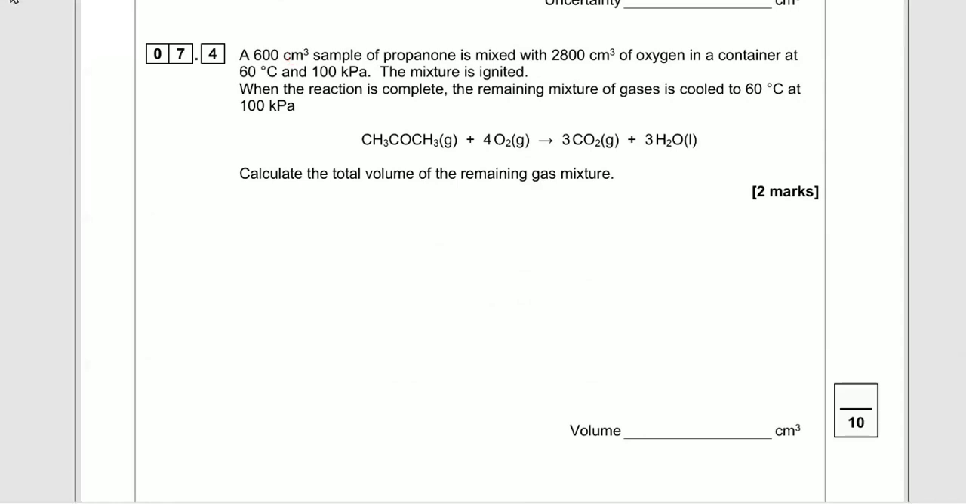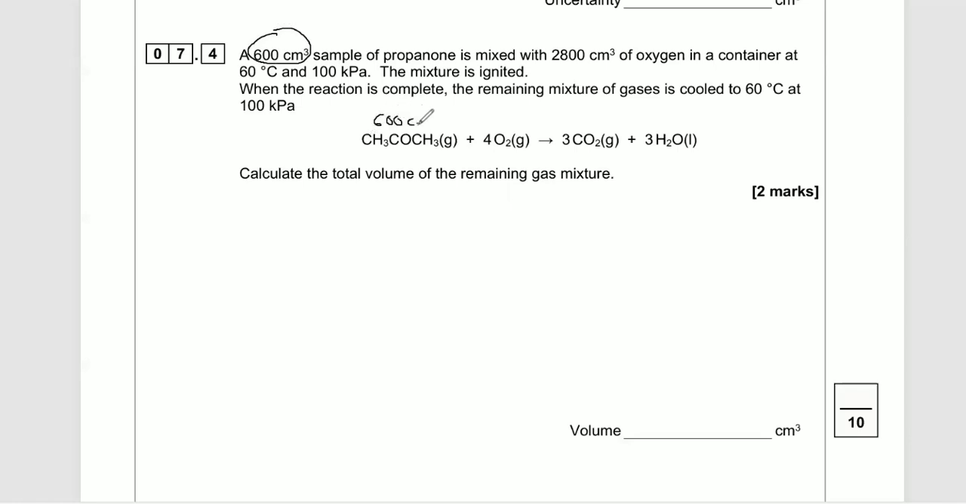600 centimeter cubed of propanone is mixed with 2,800 of oxygen in a container at 60 degrees and 100 kilopascals. The mixture is ignited. When the reaction is complete, the remaining mixture of gases is cooled back to 60 degrees at the same pressure of 100 kilopascals. And we have an equation here, which means we're going to use coefficients. So we got 600 centimeter cubed of propanone, and we got 2,800 centimeter cubed of oxygen. We don't know which one's in excess yet. The pressure's the same before and after.